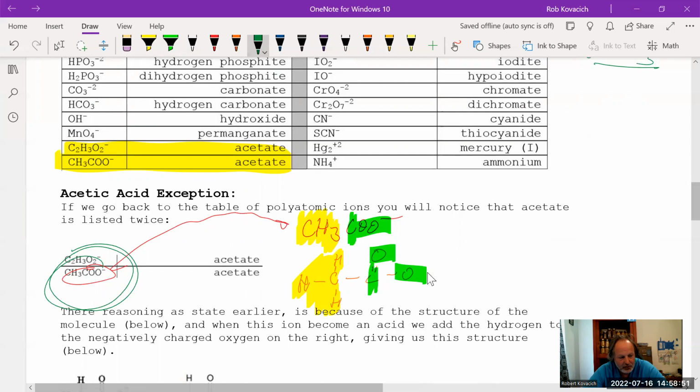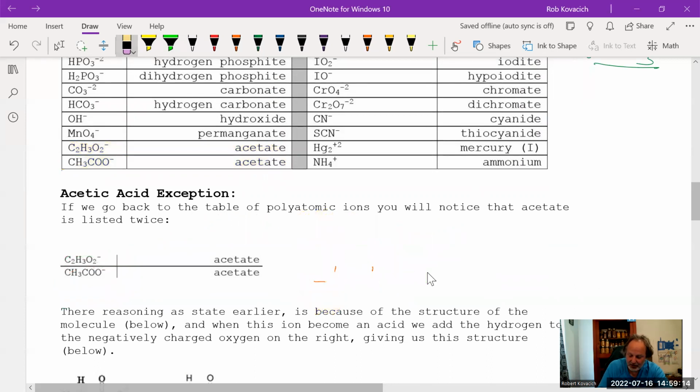So this format is called the condensed structural formula, because this one here is the structural formula showing exactly how everything's laid out. And this is the condensed structural formula. I can't type this one here. It's kind of hard to put into, say, Microsoft Word. But this one up here, I can type pretty easy. All I need to be able to do is put superscripts and subscripts in, and I can get it in. Okay, so that's why acetate is written twice.